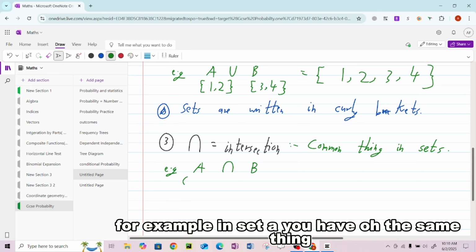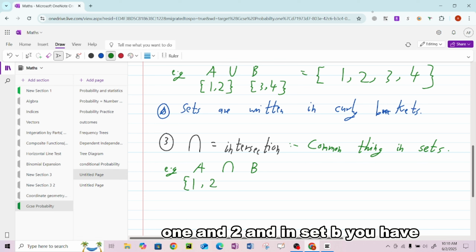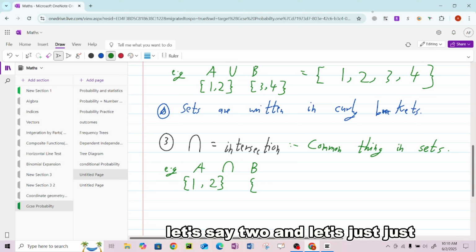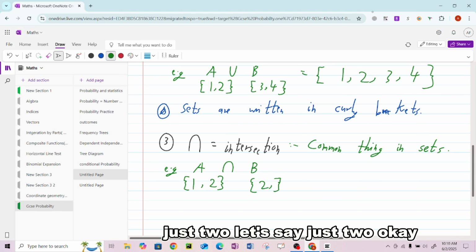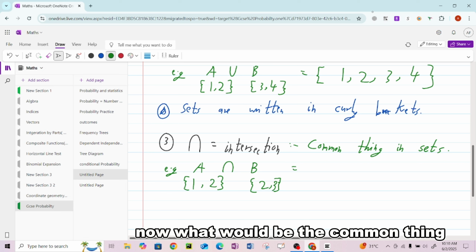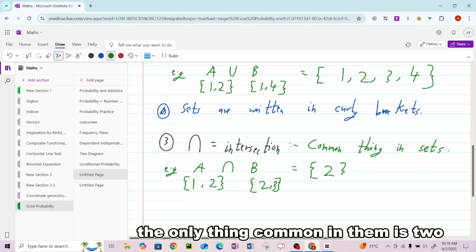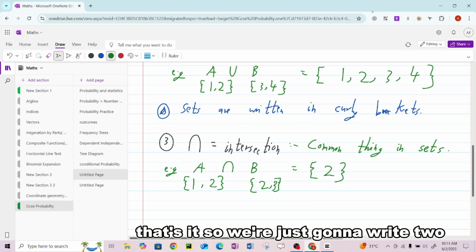For example, in set A you have 1 and 2, and in set B you have, let's say, 2 and maybe 3. Now what would be the common thing? 2. Yep, the only thing common in them is 2. That's it. So we're just going to write 2.